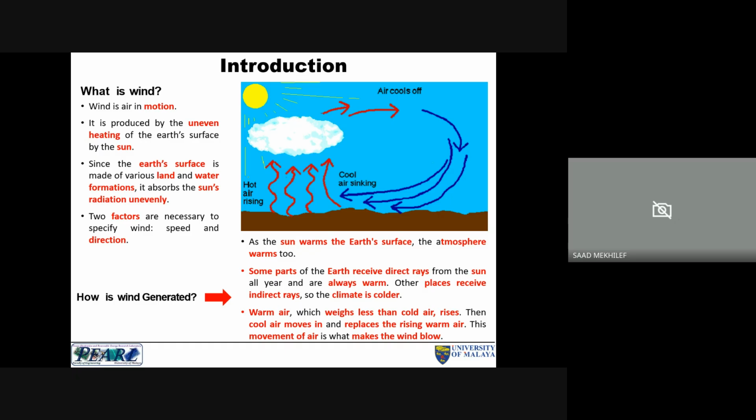So how is the wind generated? As explained, as the sun warms the earth, the atmosphere warms up. What happens is the movement of air: the warmer air goes up and the cooler air goes down because of density, and that creates these movements, and that's basically how wind is generated.